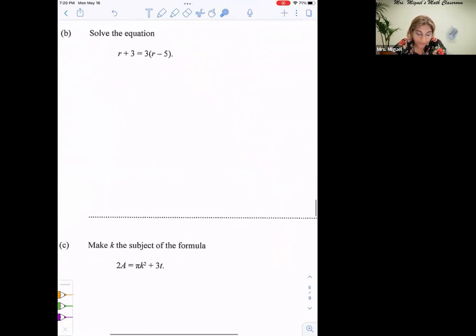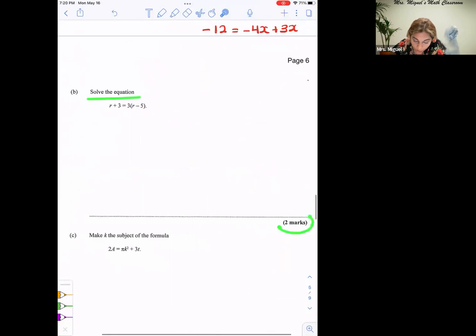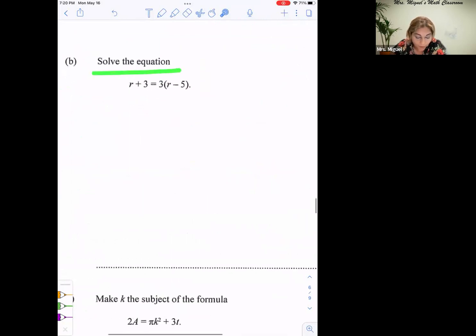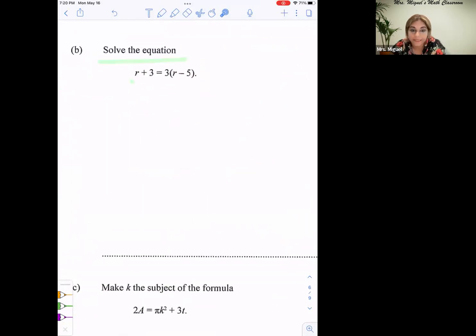Now, they say that you have to solve the equation. This one you can do, and this is also worth 2 marks. How are we going to solve this? Could anybody tell me?